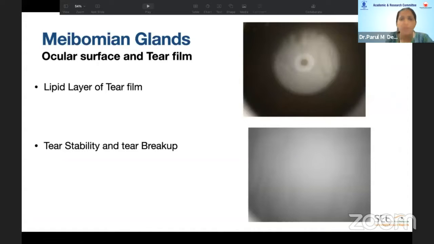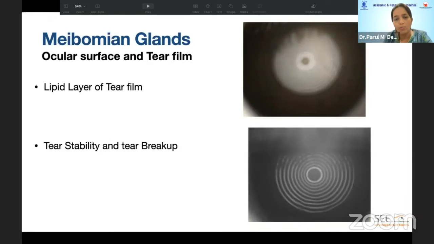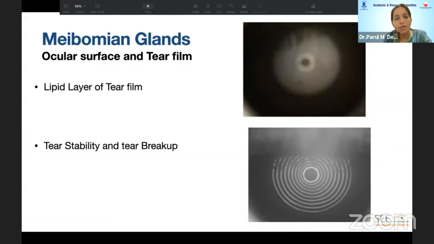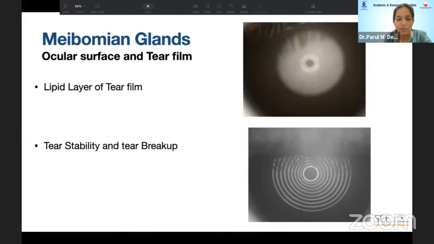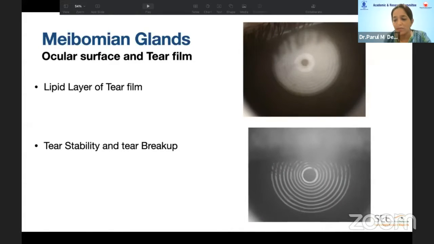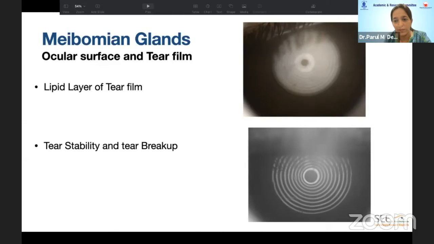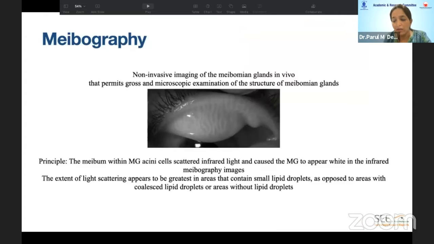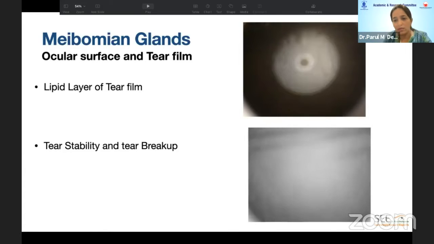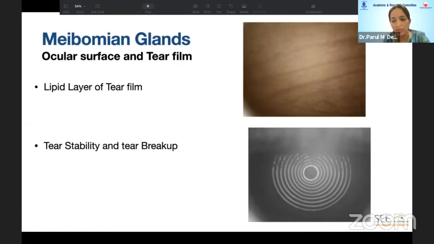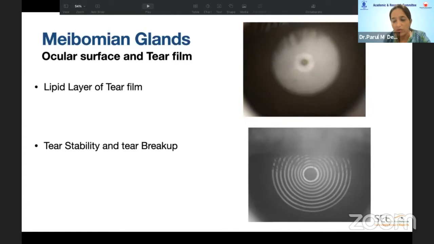So the importance of the meibomian gland is that it secretes the lipids, which form a very important component of the tear film, and it helps us achieve good tear stability, and it also helps improve the tear breakup time, and hence maintains a very healthy ocular surface. In the video you can see, the top one is a lipid interferometry, and the lower one was the NIBUT, which you can record on any of the topographers.